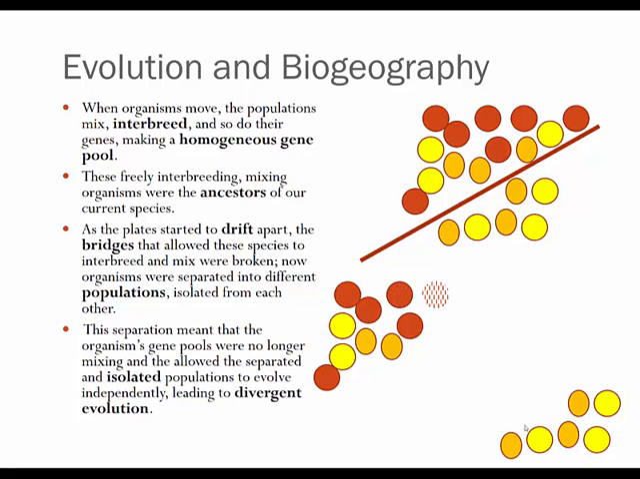There's been sufficient evolution, sufficient time between the separation of those 2 gene pools, that now we've got 2 separate populations, 2 separate species. So what we can say is that the separation of continental plates led to an increase in some cases of biodiversity.